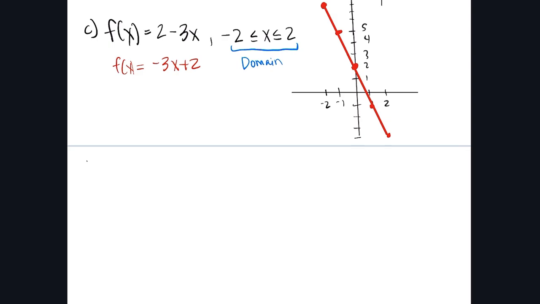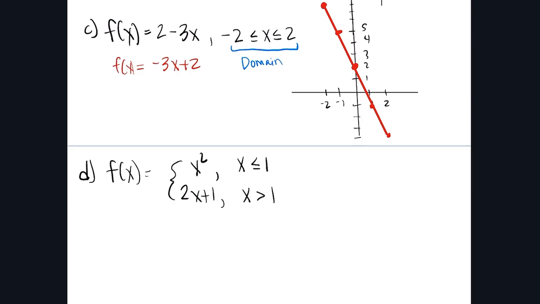So the last graph we're going to do right now is f of x equals, this is going to be a piecewise function. I'm going to say it's x squared if x is less than or equal to 1. And then I'm going to say, let's do, what do I want to do there? 2x plus 1 if x is greater than 1.